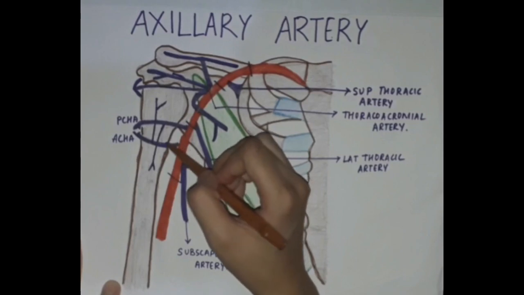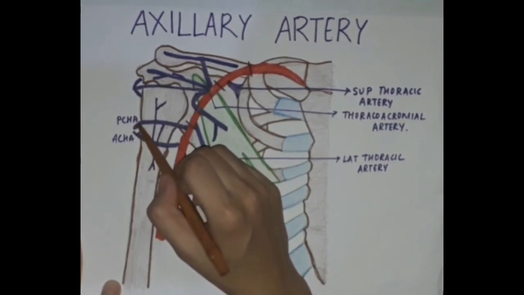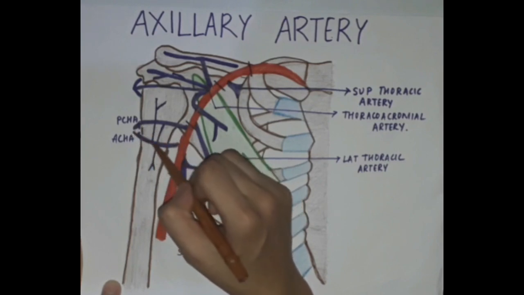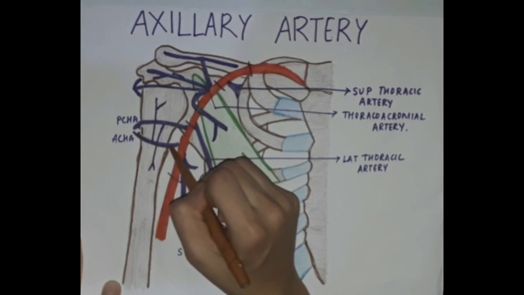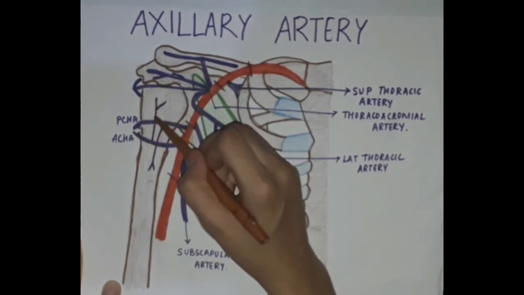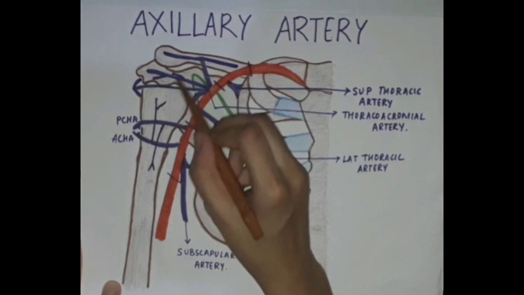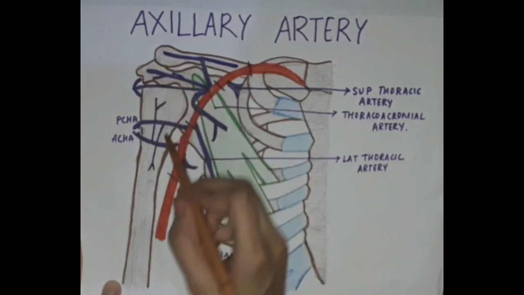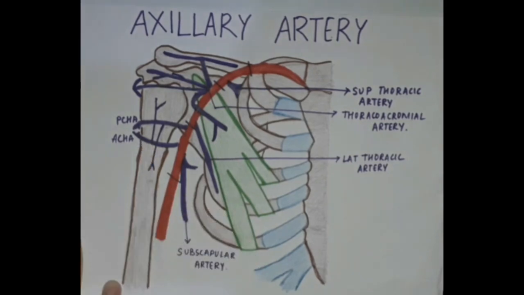and it anastomoses with the posterior circumflex humeral artery to form an arterial circle around the surgical neck of the humerus. It gives off an ascending branch which runs into the intertubercular sulcus and supplies the head of the humerus and the shoulder joint. This is the anterior circumflex humeral artery.